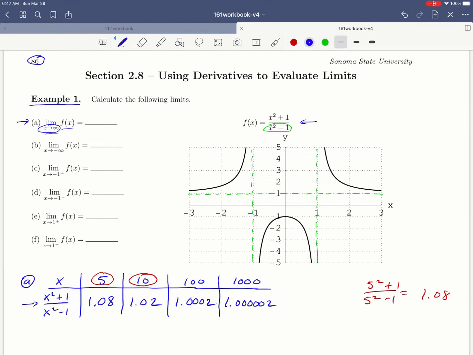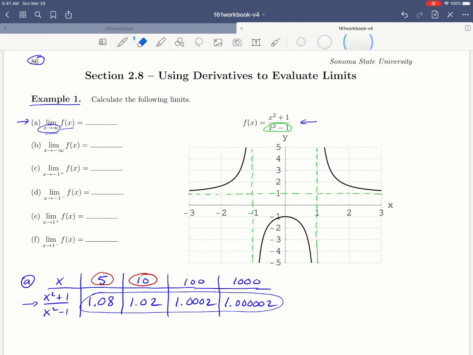The question we're asking is, as we look at that bottom row, what are those numbers approaching? 1.08, 1.02, 1.0002, and so on. You can kind of see that those numbers appear to be getting closer to 1. So if that's true, that should be the value of our limit back up here in part A. We have just made a guess that this limit is 1.